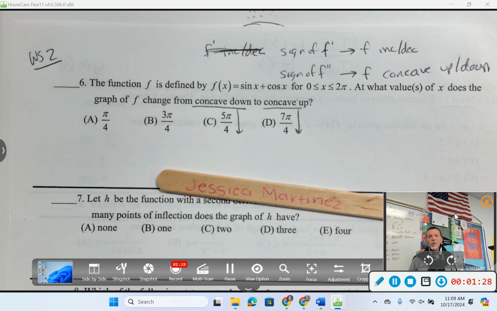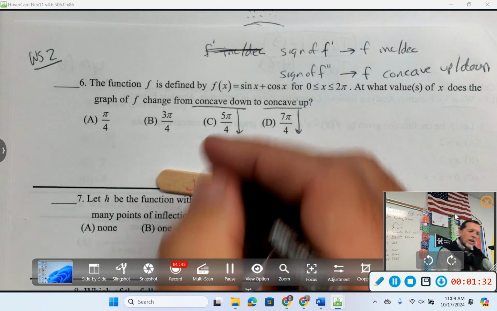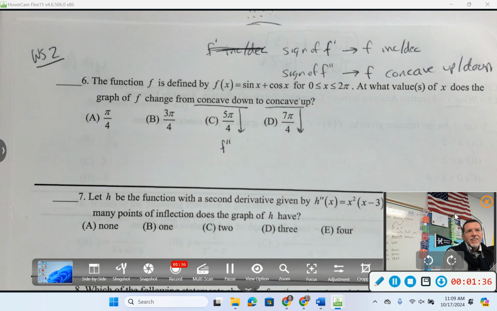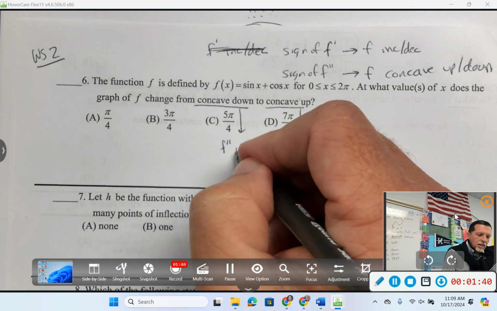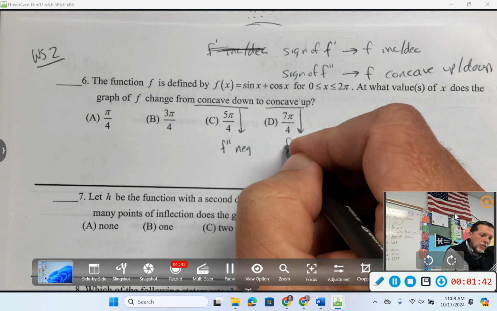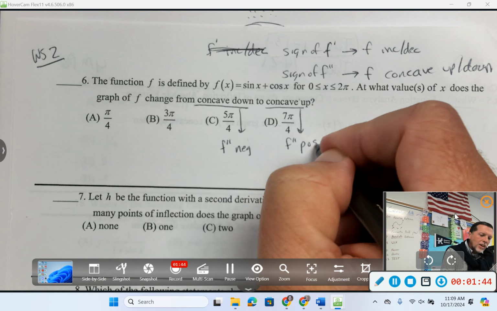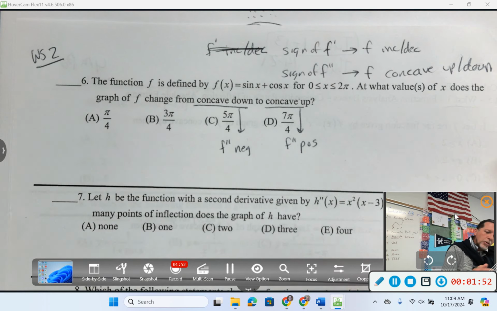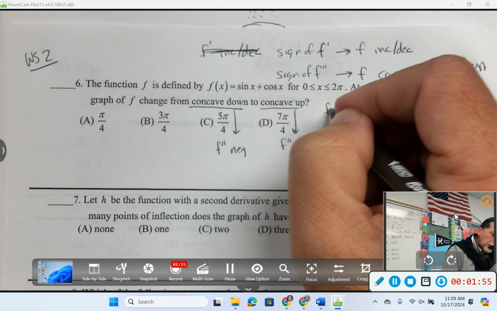Okay, so which one's concave down? Second derivative. And what would second derivative need to be for f to be concave down? Positive or negative? Negative. So this question is asking where does f prime change from negative to positive? F double prime. So I need two derivatives, and then we'll do the number line thing from there.